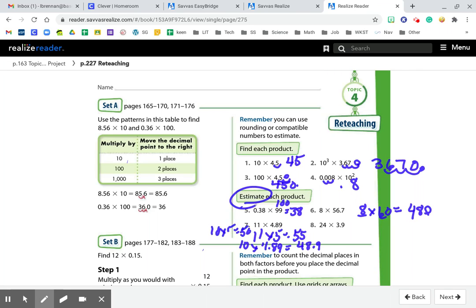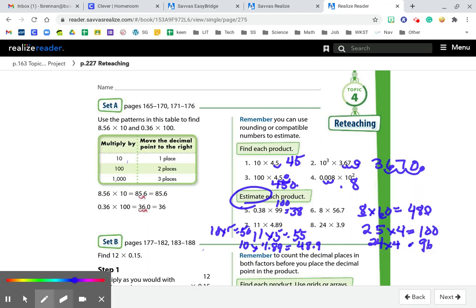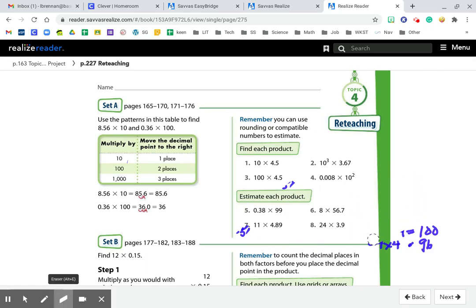And 24 times 3 to the ninth power, you could do 25 times 4 equals 100. You could do 24 times 4 if you know what that equals, 96. As long as you get close to the actual answer. We're estimating to get close to the answer. All right.